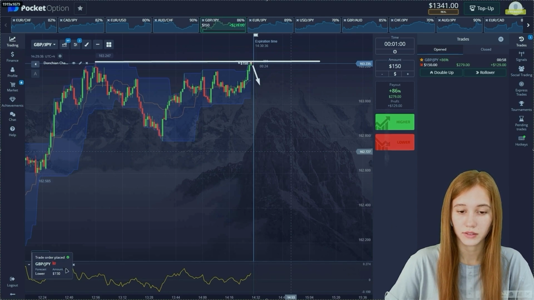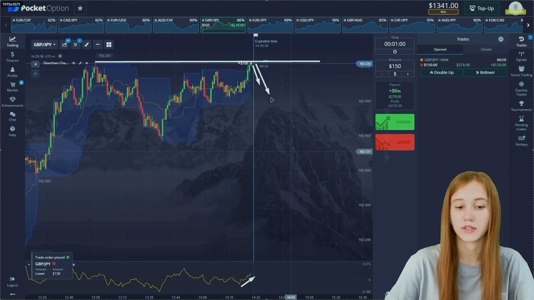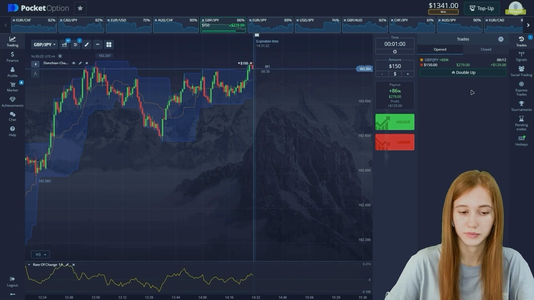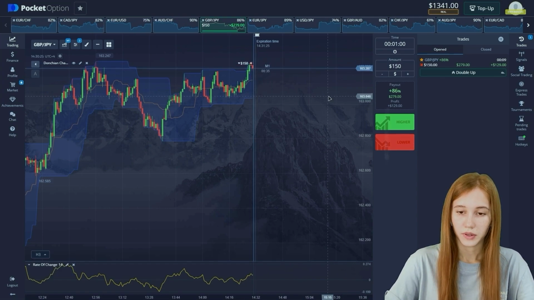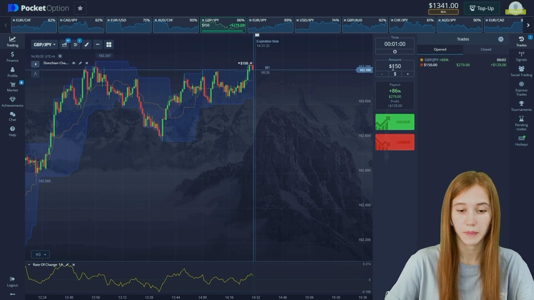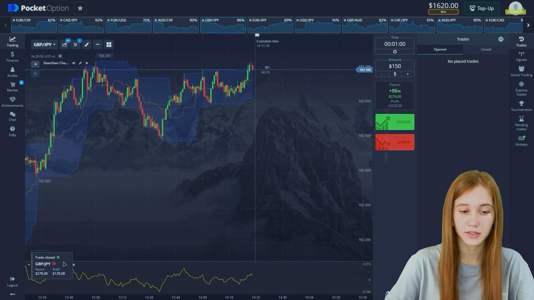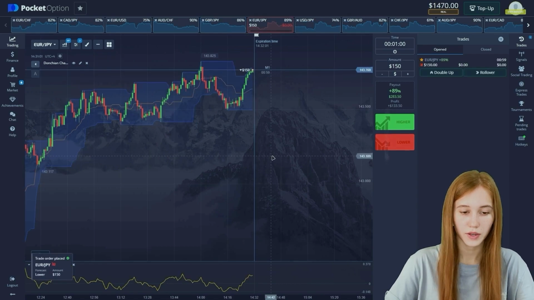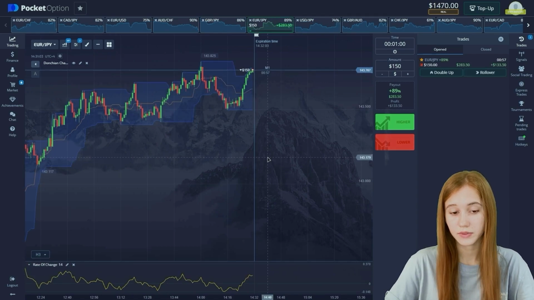And cyclically, we have the market rolling back in the opposite direction. Also, if we look at the second indicator, our growth continues rapidly. We're above the zero mark. Let's see. So, down deal, 8 seconds left until the end of the deal. And plus deal profit is $129. Good.